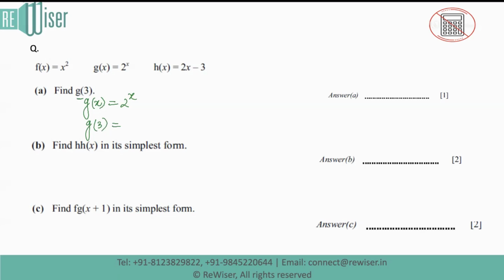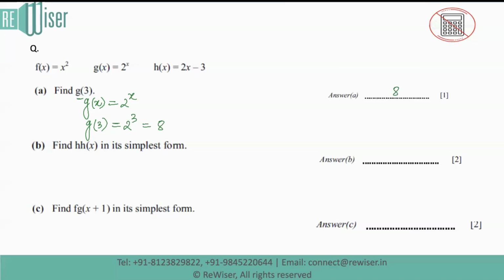So g of 3 can be written as 2 to the power 3, where we have replaced the value of x by 3. Now 2 to the power 3 will give us 8, and the answer for g of 3 is 8. Meaning when the input for the function g is 3, its output will come as 8.